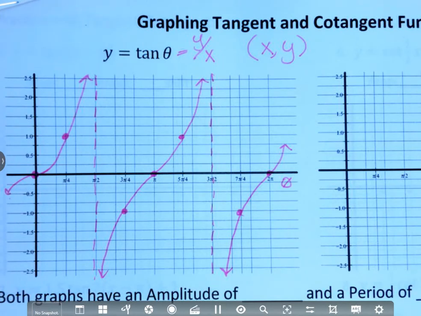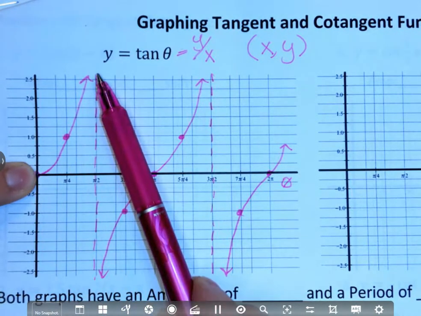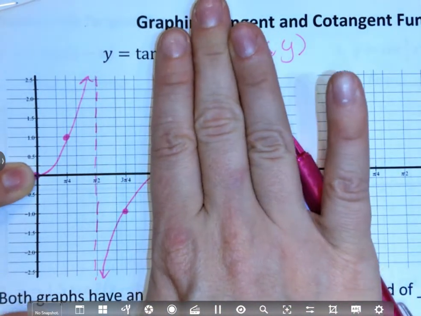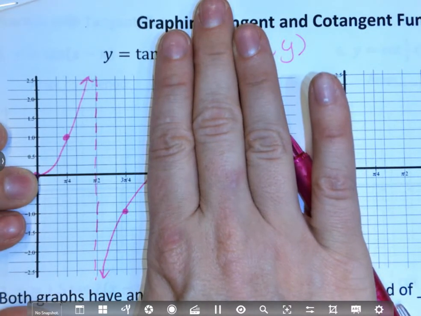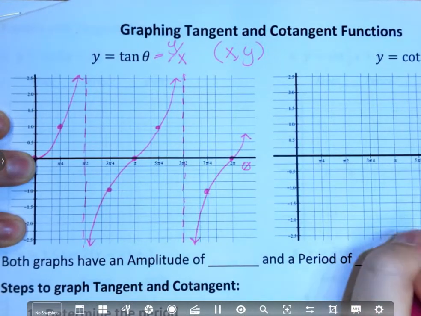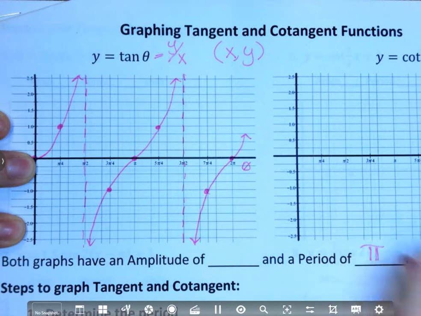Now, looking at that tangent, I want you to think, what is a period for the tangent? Remember, a period is how long it takes it to repeat itself. Pi. Do you guys see why that's pi? I start in the middle going up. The next time I come to a middle going up is at pi. That is one full tangent period. He looks weird. But no matter what, tangents and cotangents both will have a period or start with a period of pi.